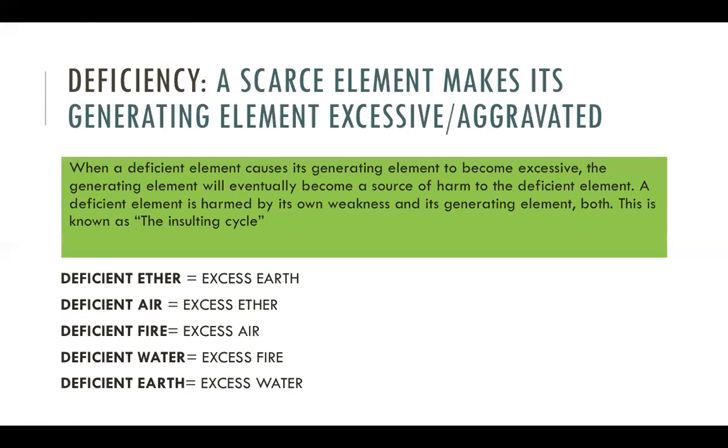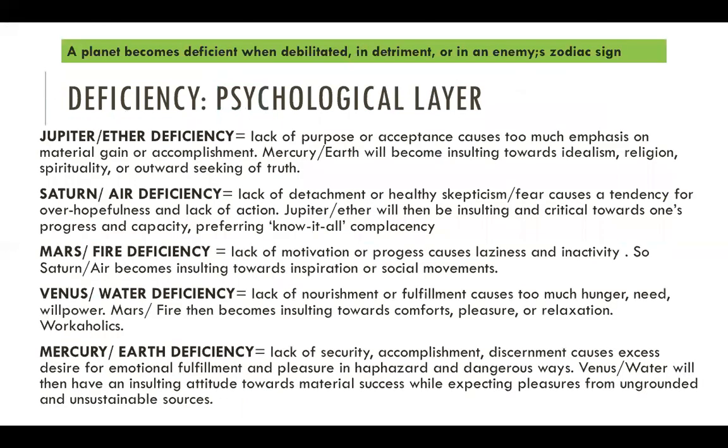But the thing about it is, when a deficient element causes its generating element to become excessive, the generating element will eventually become a source of harm to the deficient element. So not only is a deficient element harmed by its own weakness, it's harmed by its generating element. And this is known as the insulting cycle. Now, that's kind of hard to understand. You probably need to reread the slide over and over again until you get it. Deficiency is really difficult to see in a client and in a chart. And psychological layer, physical layer, spiritual layers, all of these elements permeate the different layers.